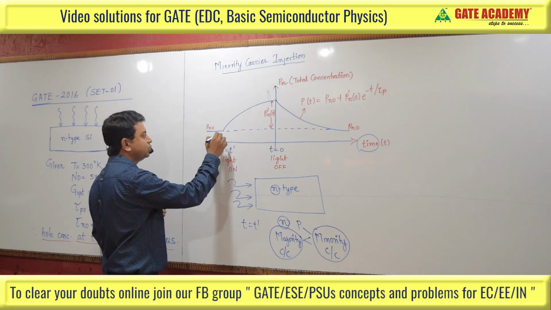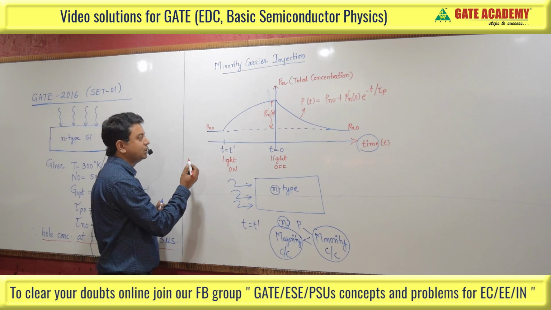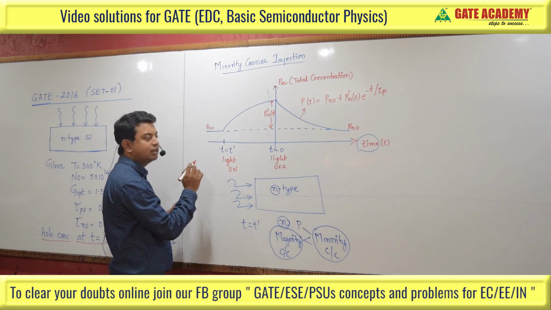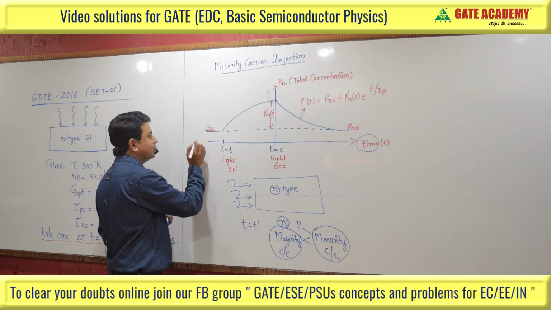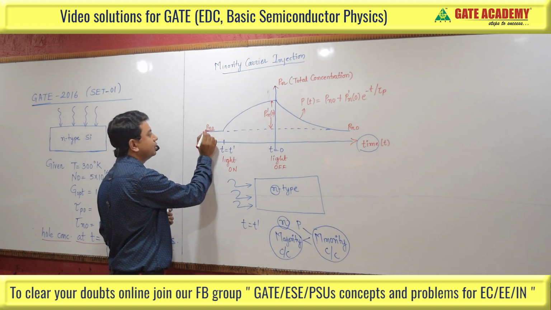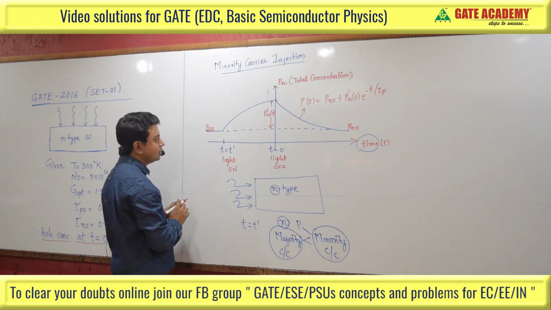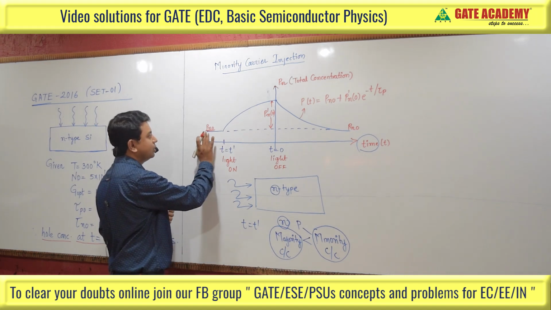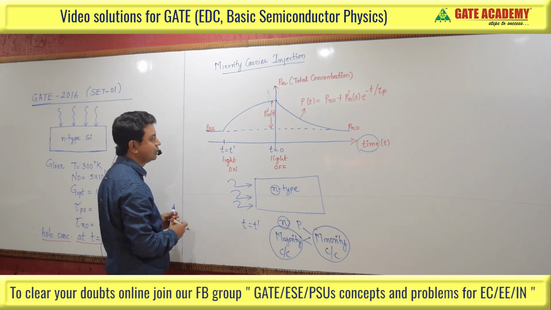when no light source is applied to the semiconductor, that means at this time the concentration of holes in the semiconductor is represented by pn0. What does it mean? It is the hole concentration in an n-type semiconductor at thermal equilibrium. So initially the concentration of holes in the n-type semiconductor is this much. This is the concentration of holes in the n-type semiconductor.